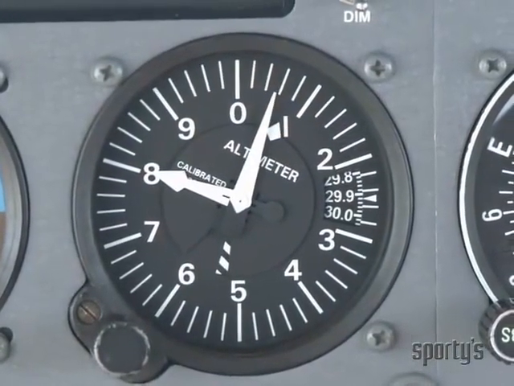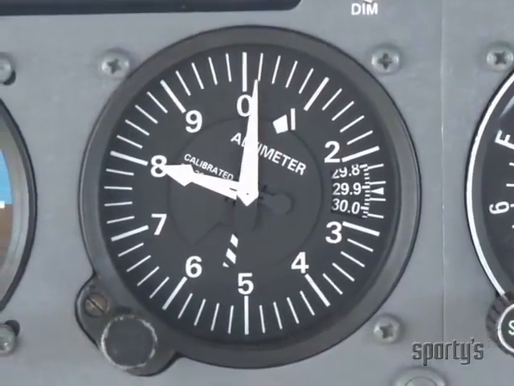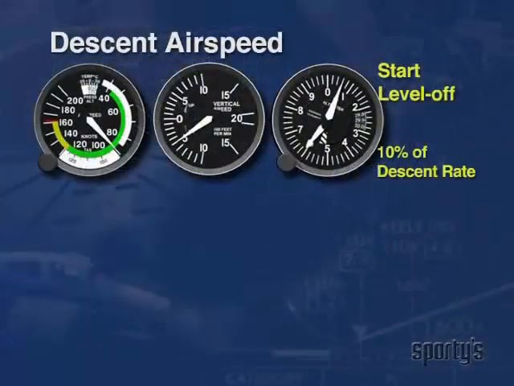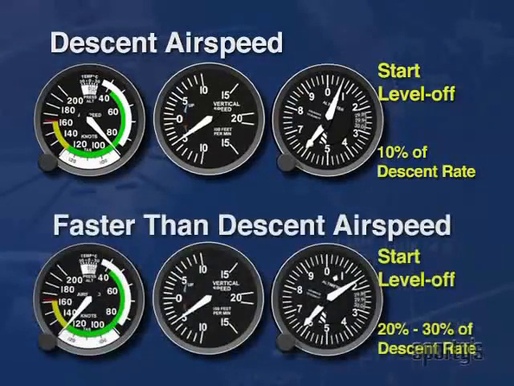In order to level off from a descent, you must start your level off before reaching your desired altitude. To do this, lead the level off by about 10% of the rate of descent. As an example, if you are descending at a rate of 500 feet per minute, lead the level off by about 50 feet.